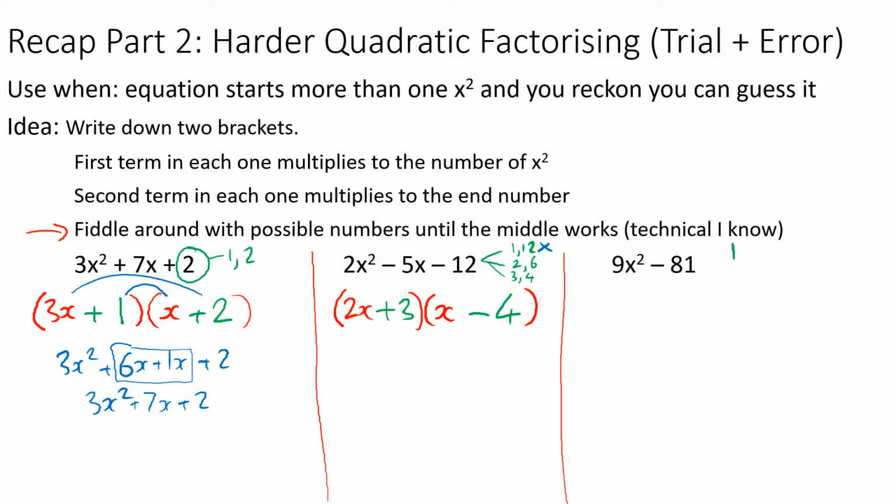Last one, this is another difference of two squares. And that means that our brackets are going to be the same thing, so it's got to be 3x and 3x to get to 9x squared, plus or minus the same thing. It's got to be 9 and 9 to get to 81. Dead easy if you can spot a difference of two squares, look out for them.